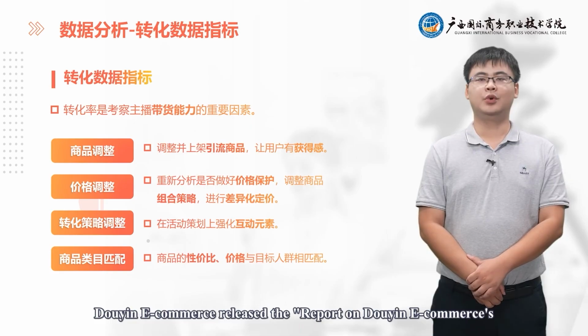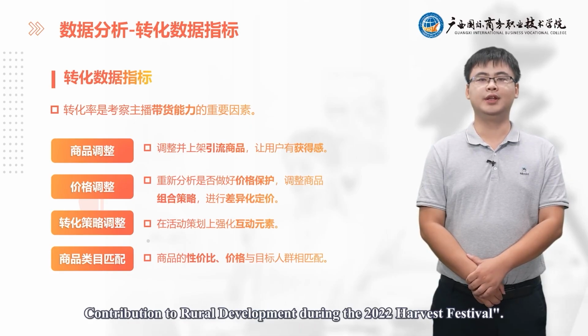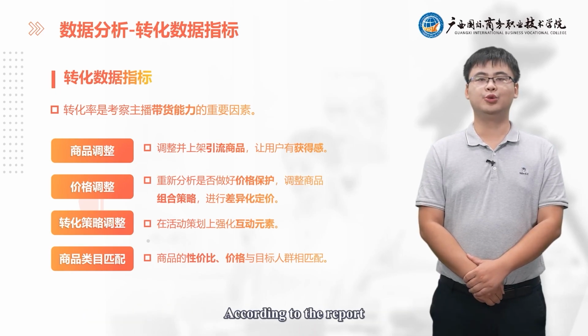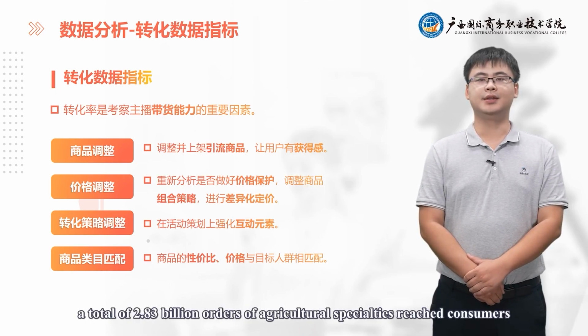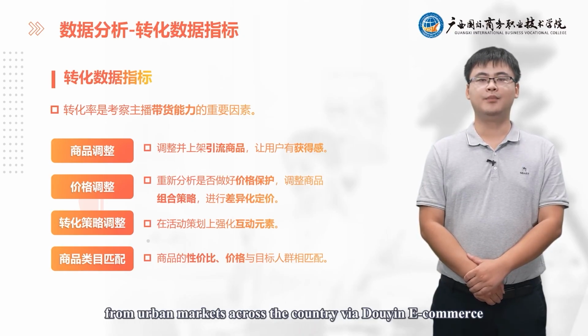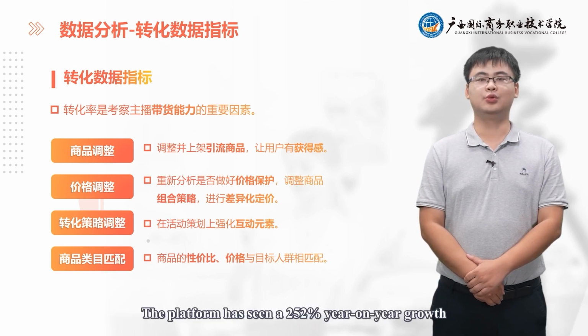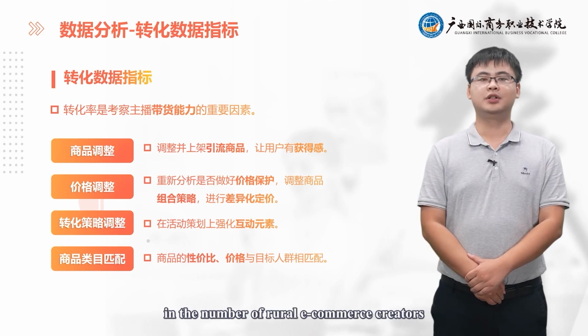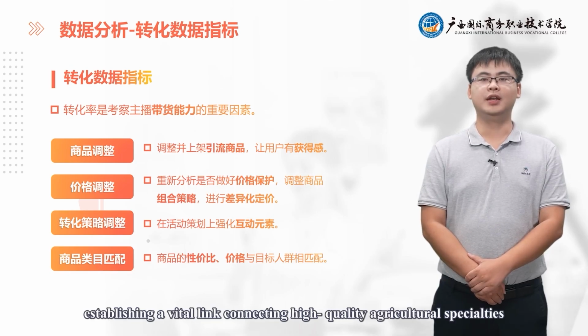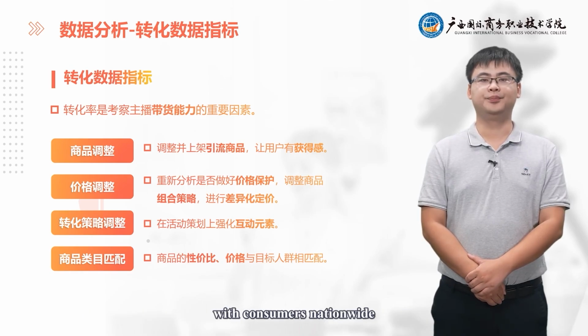Douyin e-commerce released the report on Douyin e-commerce contribution to rural development during the 2022 Harvest Festival. According to the report, over the past year, a total of 2.83 billion orders of agricultural specialties reached consumers from urban markets across the country via Douyin e-commerce. The platform has seen a 252% year-on-year growth in the number of rural e-commerce creators and a 152% increase in agricultural product merchants, establishing a vital link connecting high-quality agricultural specialties with consumers nationwide.